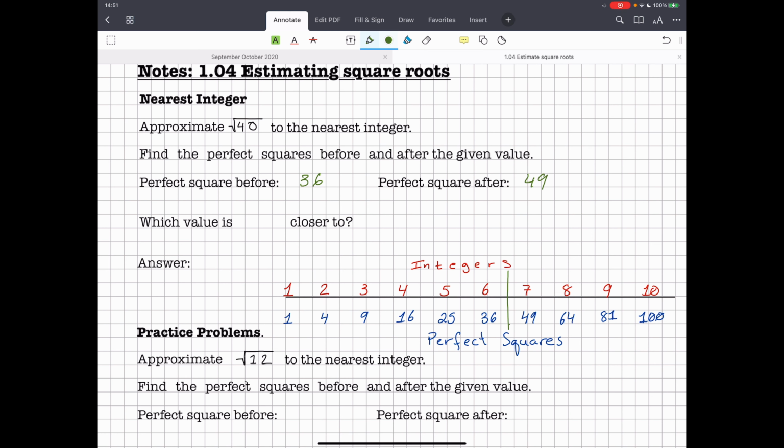Now we're asking ourselves, which value is 40 closer to? Well, 40 is only 4 units away from 36, but it's 9 units away from 49, so it's closer to 36. Finally, we're going to answer the question now, which was to approximate the square root of 40 to the nearest integer. If 36 is our perfect square, we would take the square root of that to get the integer, which is 6.